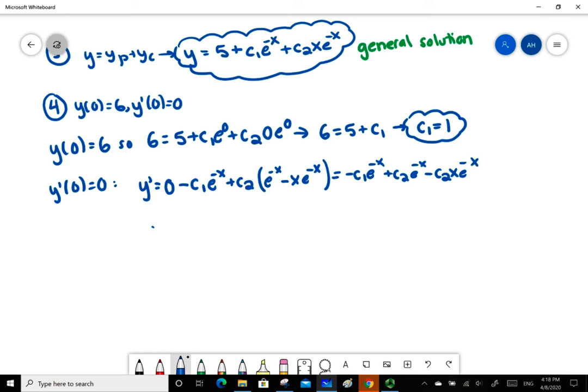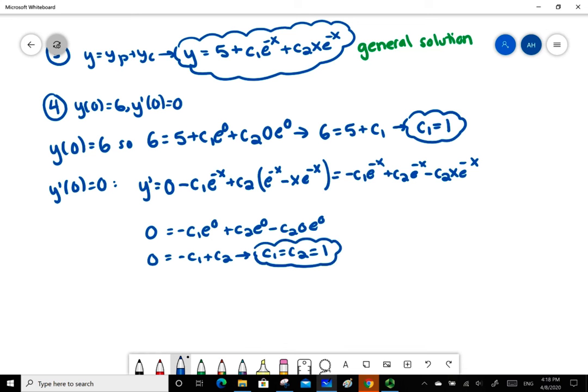So 0 equals negative c1 e to the 0 plus c2 e to the 0 minus c2 times 0 times e to the 0. So 0 equals negative c1 plus c2. So c1 equals c2 equals 1. Plugging in c1 equals c2 equals 1, we get our final answer of y equals 5 plus e to the negative x plus x e to the negative x.